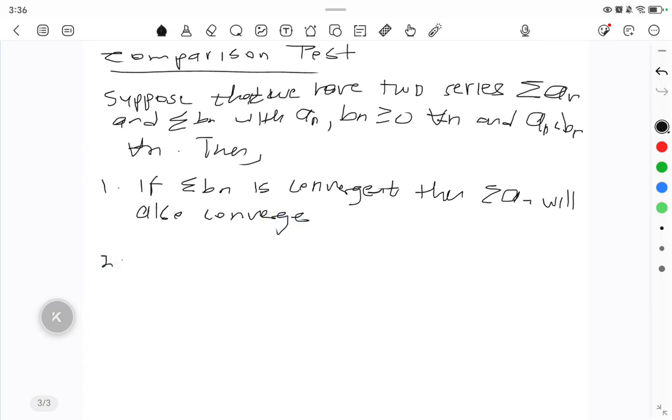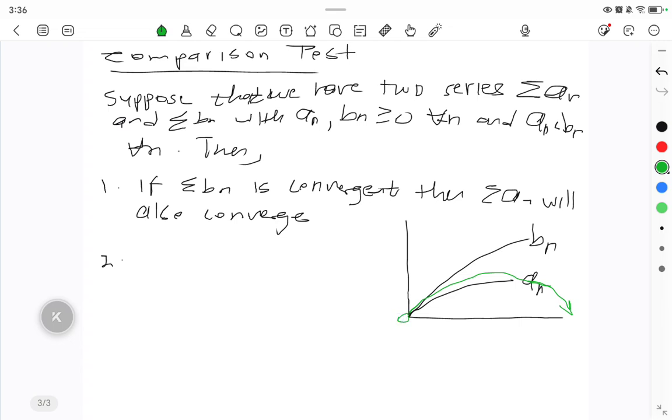Secondly, we say that an is less than bn, so it means that an is the smaller one and bn is the bigger one. When I say bn converges, in other words, it goes down; it approaches 0. When it converges, it will go down, forcing a of n to go down also, meaning that a of n will also converge.